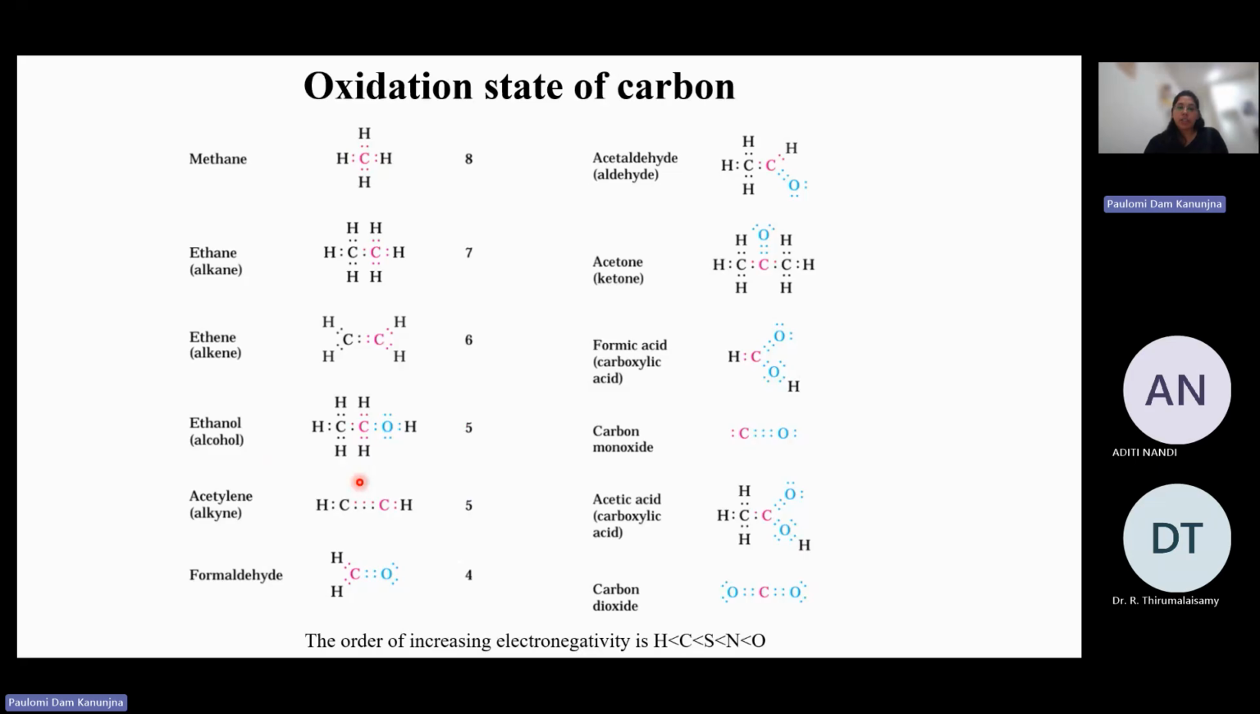So let's look into it. Ethanol, this red C, okay, 1, 2, 3, 4, 5. This one goes to O, so it is not owning these electrons. Acetylene, this one, 1, 2, 3, 4, 5, 6. 6 electrons between C and C, so 3 to each. So 3, 4, 5. Formaldehyde, 1, 2, 3, 4. These 4 are on oxygen.